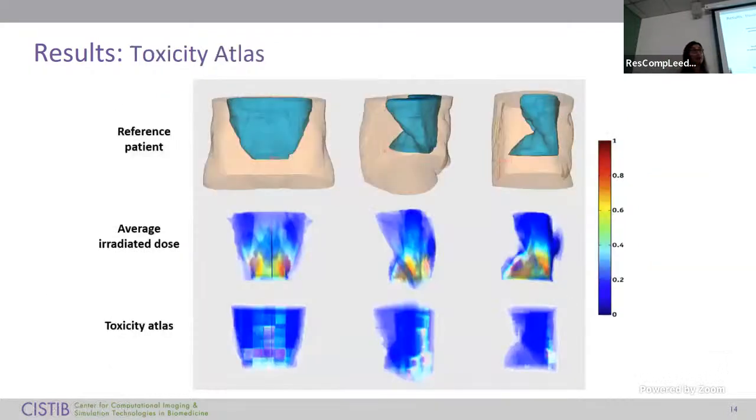So we need to make a conclusion for all the patients. We computed the atlas toxicity. We registered all the patients into a reference patient, and then we got the average of all the toxicity maps. And this is the average of irradiated dose, and this is the average of the toxicity map. You see that the anterior side and right iliac fossa region, anatomical regions of the bowel bag, are involved in the toxicity. This is the other view, and you see that the front side gets all the attention.